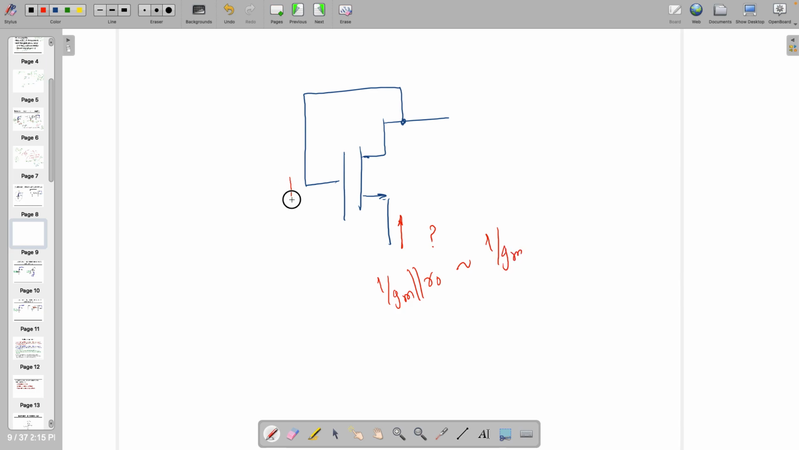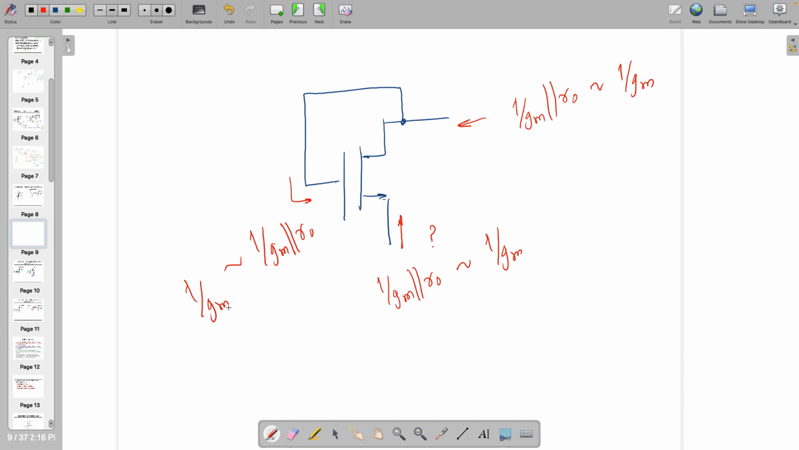If you are looking from here, what are you going to see? 1 by gm in shunt with ro. True. What about this one? Of course, same, right? It's shorted. You can approximate every side as 1 by gm.